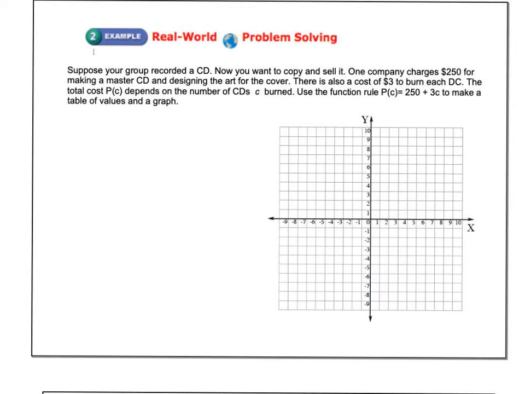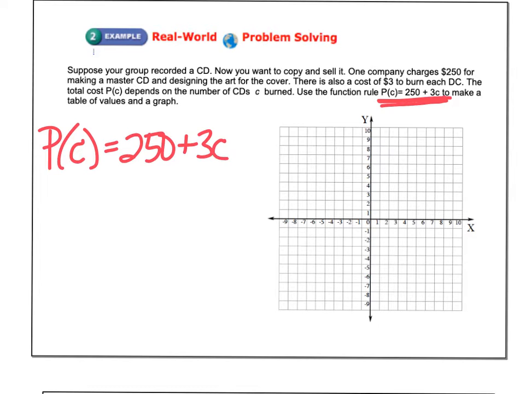Now it seems like a scary problem when you read it and you want to shut down, I understand, but most of the time in these problems they're going to give you your function rule right there. So P of C means your total cost, P, depending on your number of CDs that you make. So you know that was $250 no matter what for mastering the CD and designing the art, and then it cost you another $3 to burn each CD.